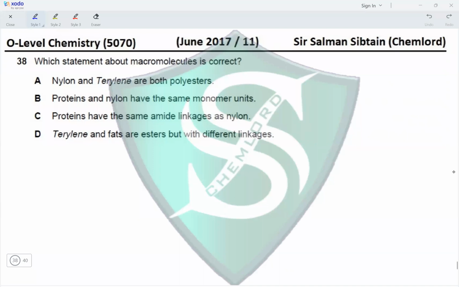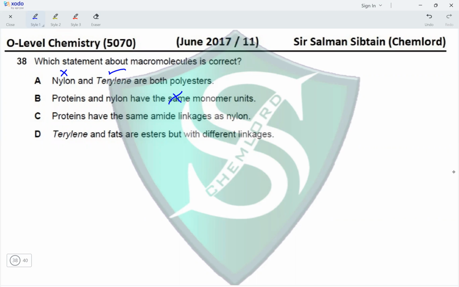Question 38. Which statement about macromolecules is correct? Nylon and terylene are both polyesters? No. Terylene is a polyester, nylon is a polyamide. Proteins and nylon have the same monomer units? No. The monomers of proteins are amino acids, whereas nylon has other monomers which are not amino acids.